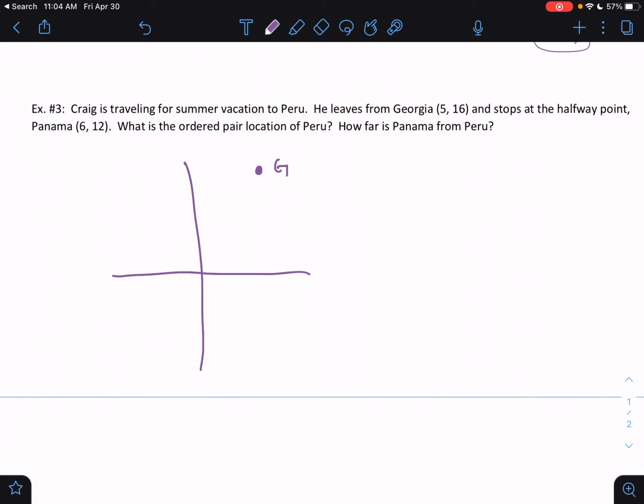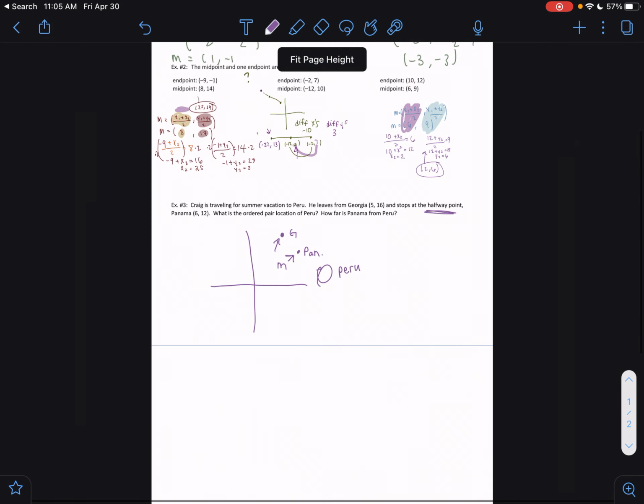He stops at the halfway point, Panama, which is 6, 12. And what is the ordered pair of Peru, and how far is Panama from Peru? So we'll say this is Panama, and he's trying to get to Peru, which is going to be somewhere down here. So he starts in Georgia, and this is our midpoint because it's halfway. So we're doing the same thing as above and looking for what is that last point there.